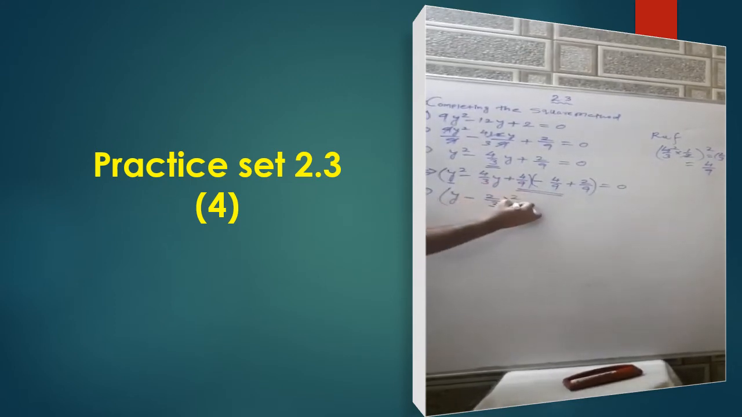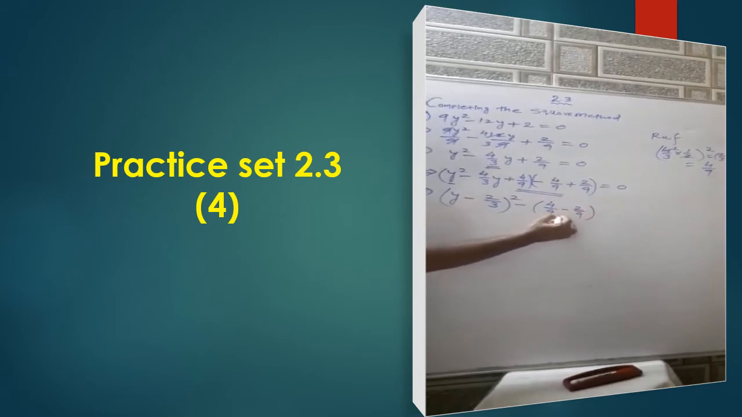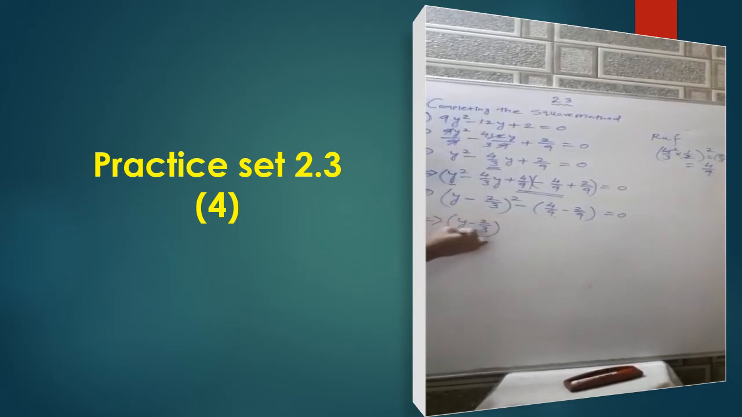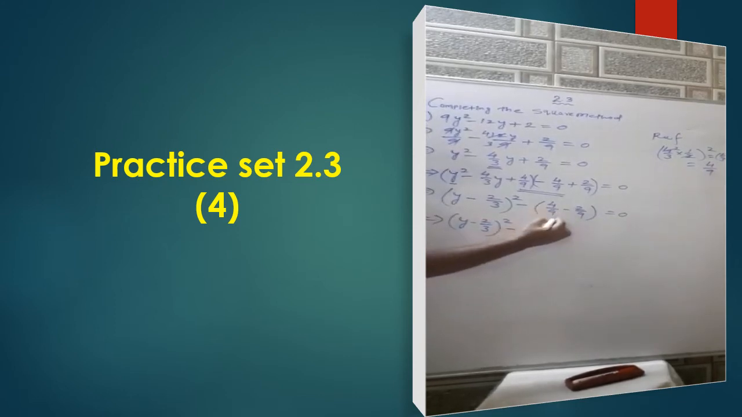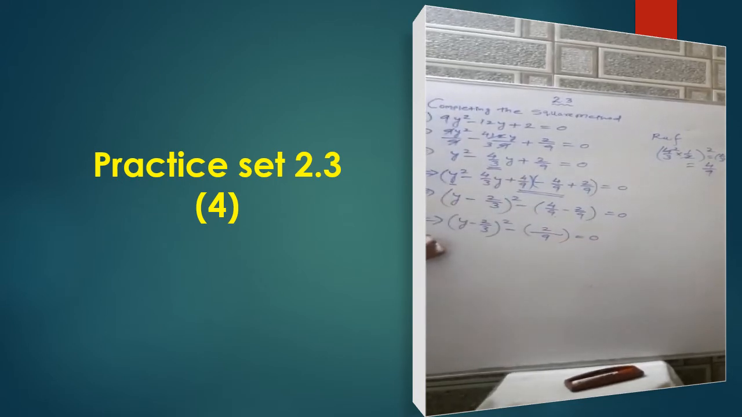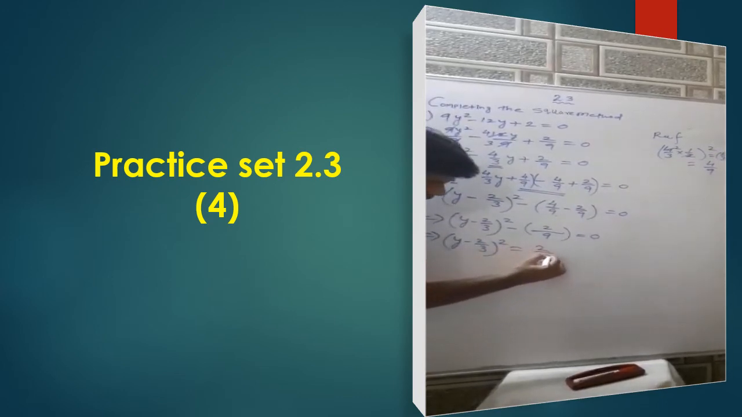Here you remove minus as a common. So what do you get? 4 upon 9 minus 2 upon 9. Now the denominator is same. So y minus 2 upon 3 the whole square remains same, minus here 9 you remove as a common. 4 minus 2, you get the 2, that equals to 0. Now shift the 2 upon 9 that side.